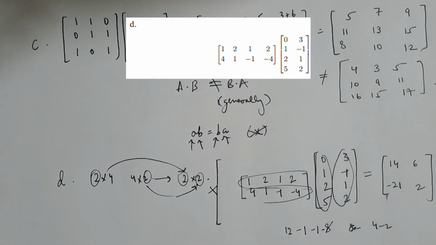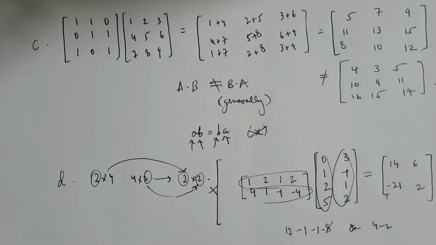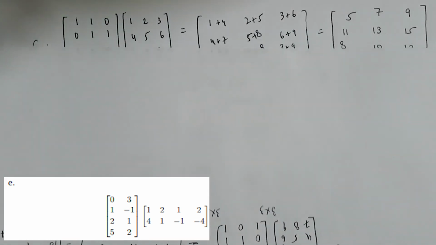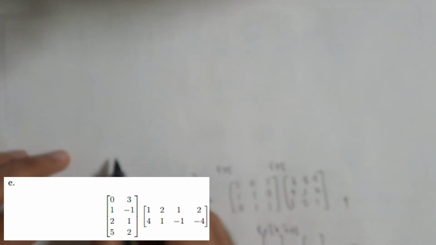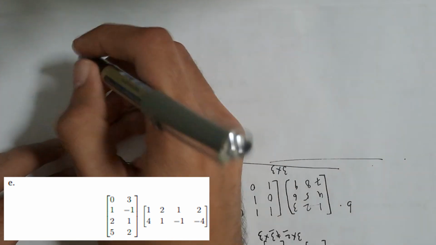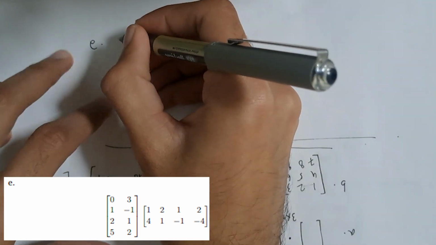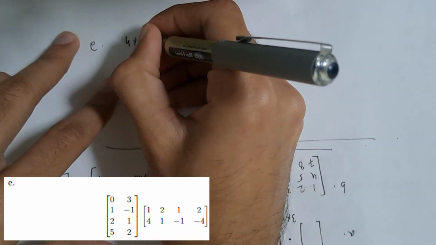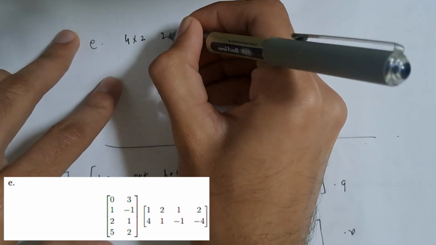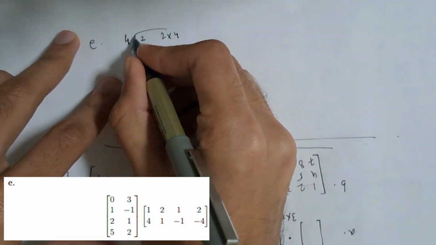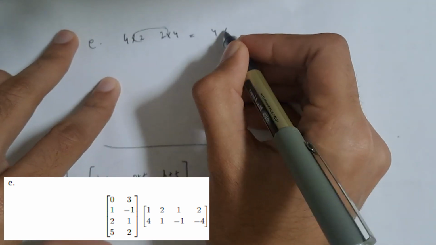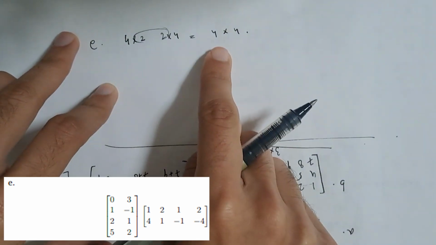Let me not waste a lot of paper and just use some paper from our previous answers. I think I can just use this. And let's look at E now. E has dimensions of 4 cross 2 and then 2 cross 4. Can this be done? Yes. Why? These are the same. What would be the resulting one? 4 cross 4.